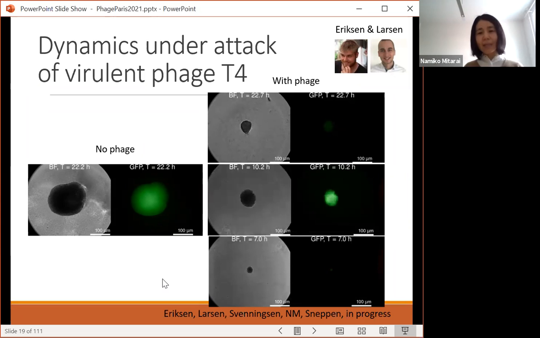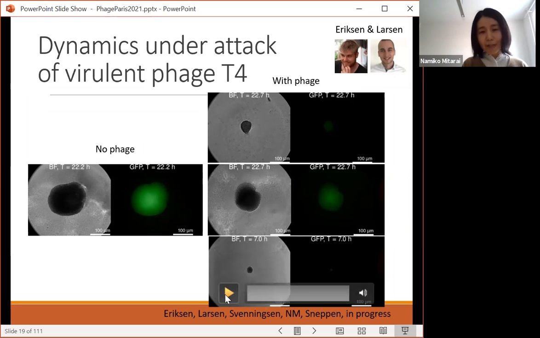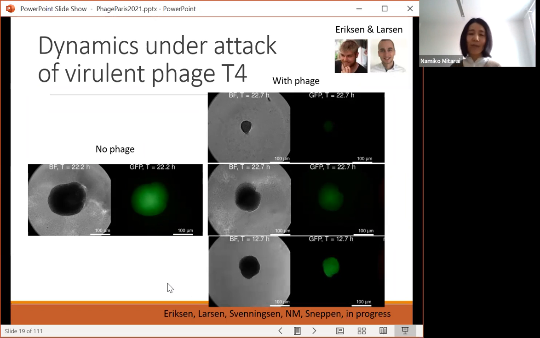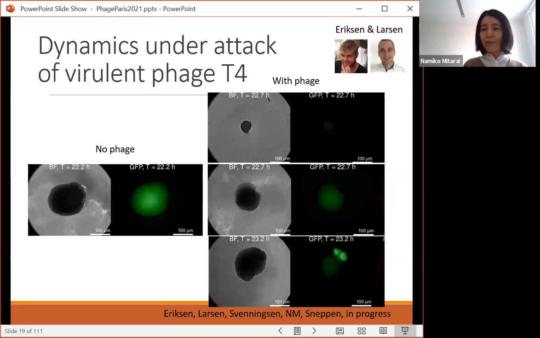And this is the attack on a bit bigger colony, and maybe at least it is surviving a bit longer, probably. But also, one interesting movie I wanted to show: this one gets attacked and becomes dark, and then you start to see some green things coming up.